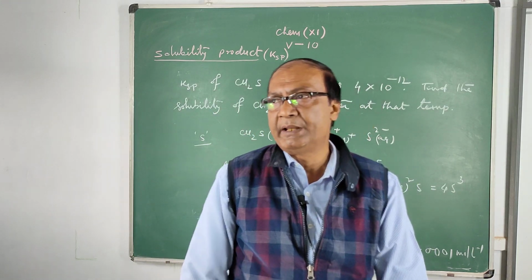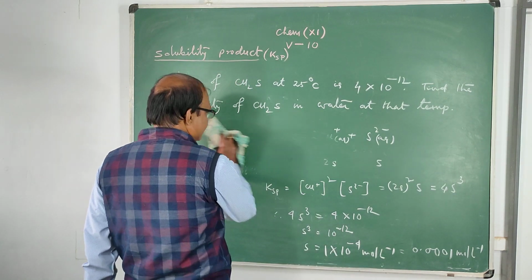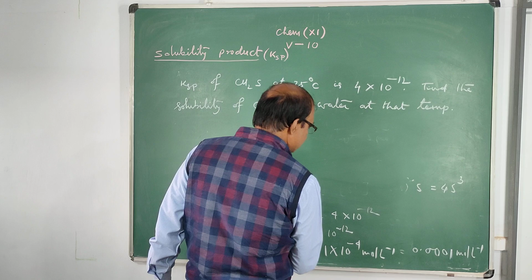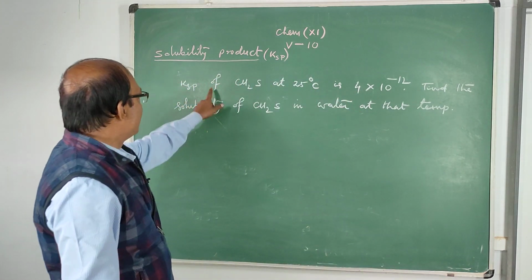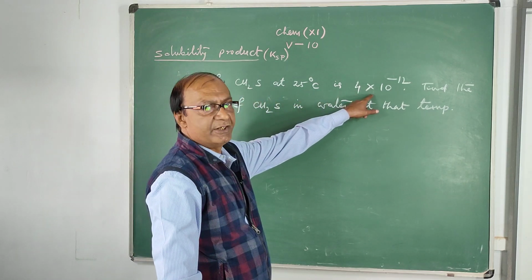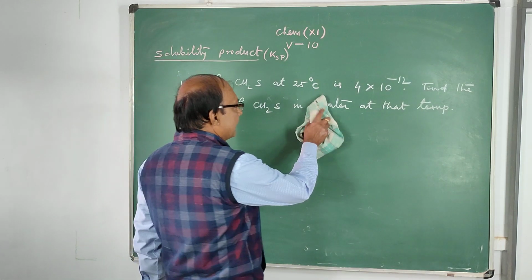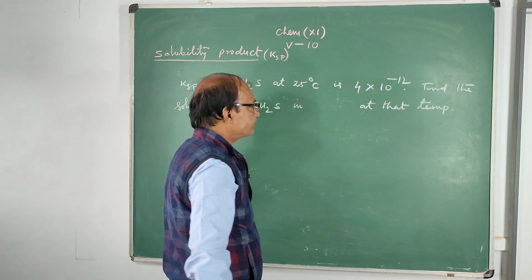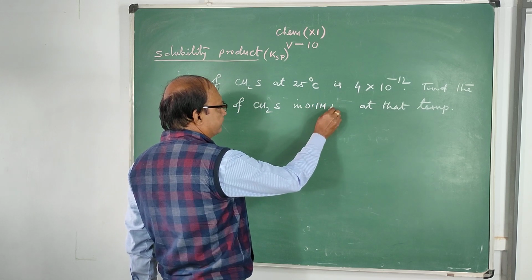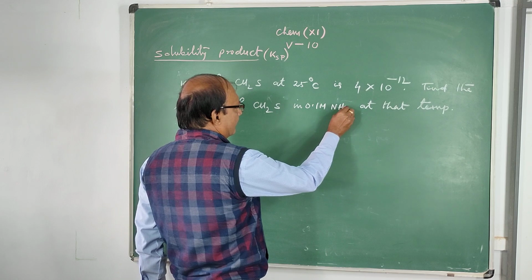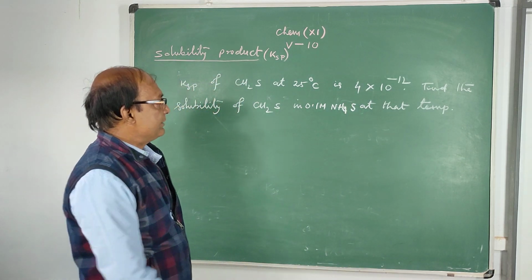Now the solubility of sparingly soluble salts gets changed in the presence of a strong electrolyte, which is the common ion effect, that we have already discussed. Let us see an example of the common ion effect. See, the solubility of cuprous sulfide at 25 degrees centigrade is given. Find the solubility of cuprous sulfide in 0.1 molar NH4 as at that temperature.